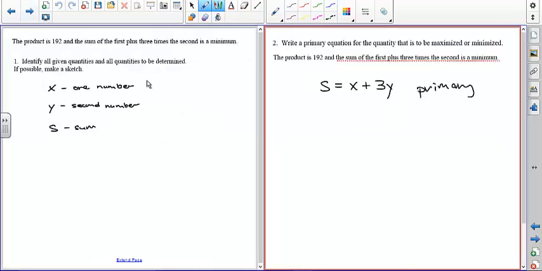Okay, so the second one is come up with your equations. So the primary equation is the one we're trying to either minimize or maximize. So it says the sum of the first number, which is x, plus 3 times the second, is minimized. So the sum is just the first plus 3 times the second. That's my primary equation. But you'll notice that there are two variables, x and y. So we need to use this secondary equation, this constraint, so that we can rewrite this in terms of just one variable, either in terms of x or in terms of y. It doesn't matter which one we do.